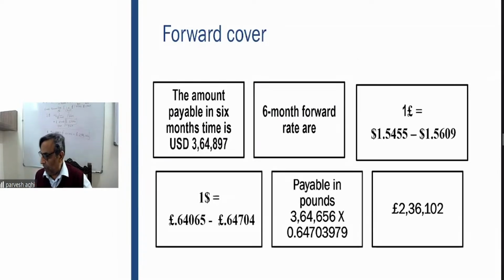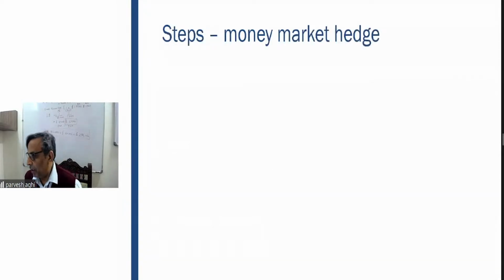So we found the answer is 2,36,000 if we use the forward curve. Okay, so this is the forward. Now let's use the money market hedge.